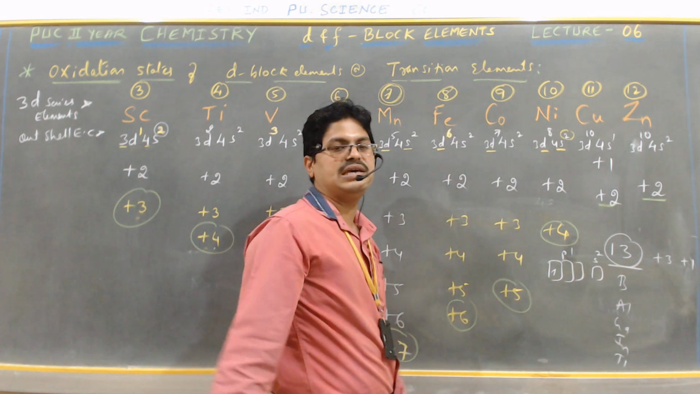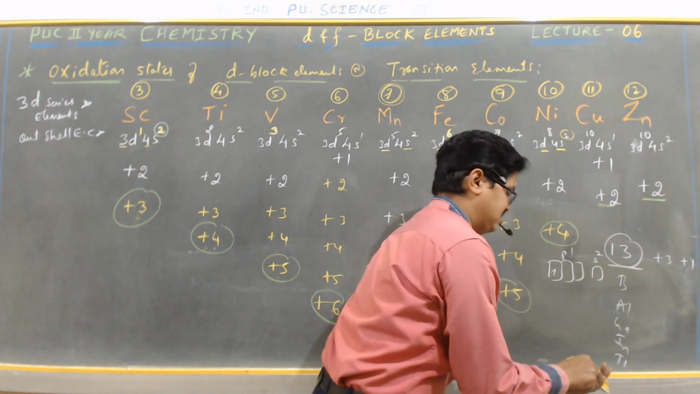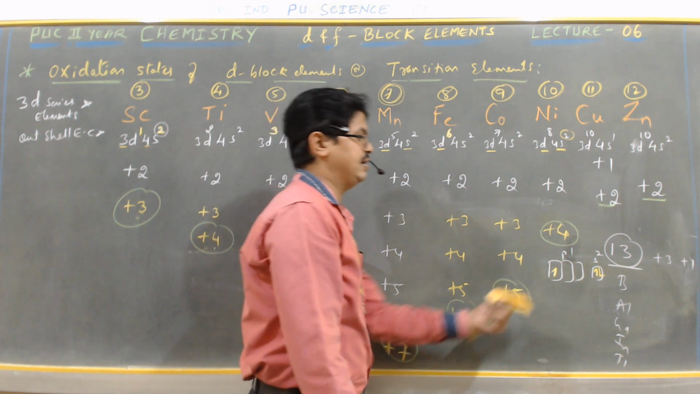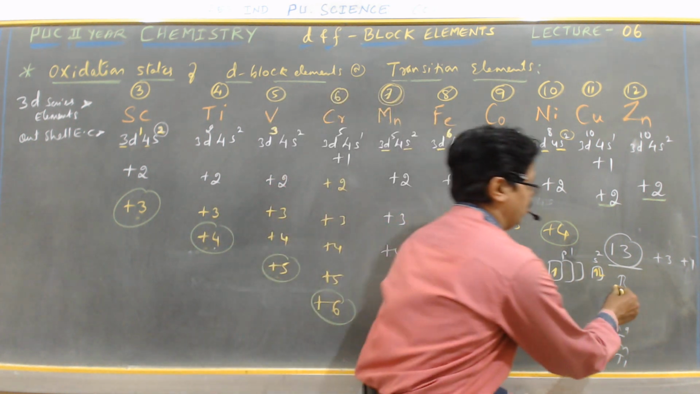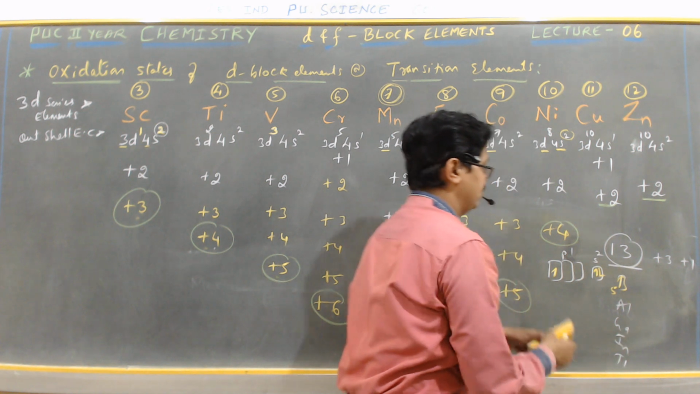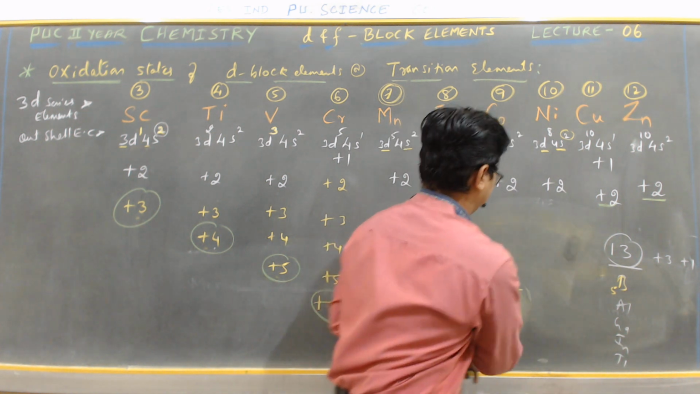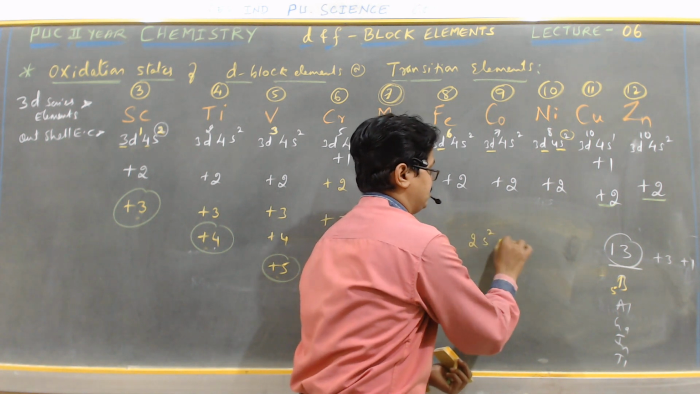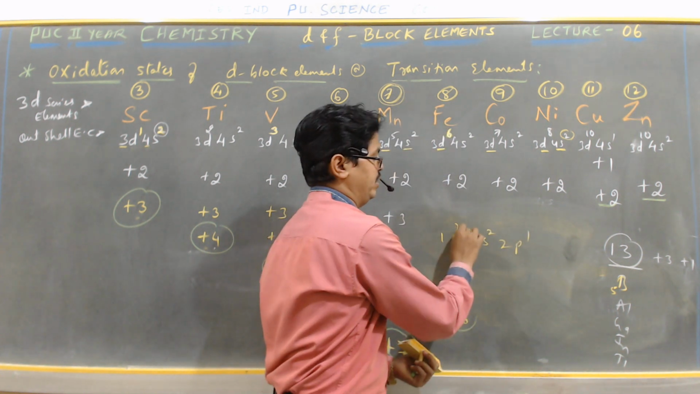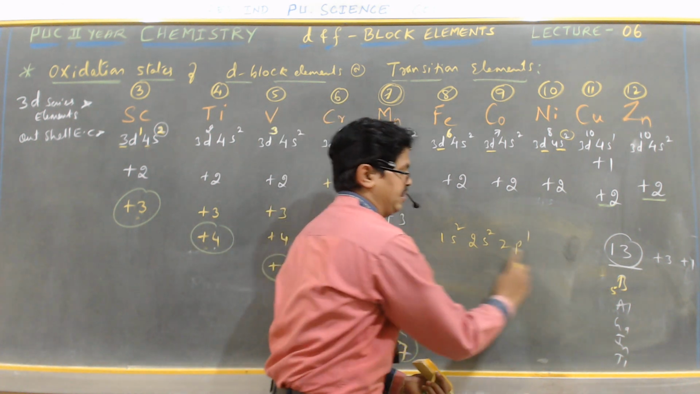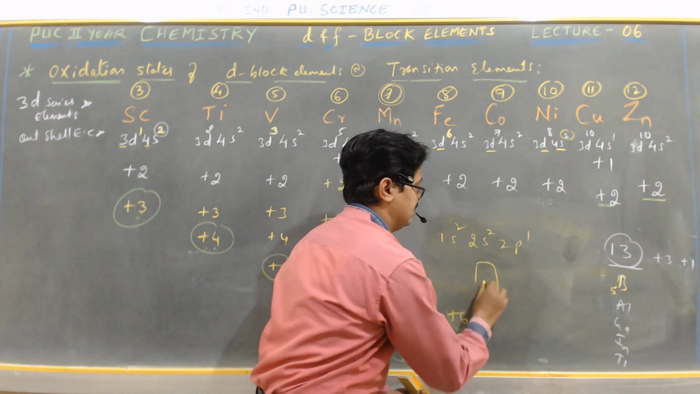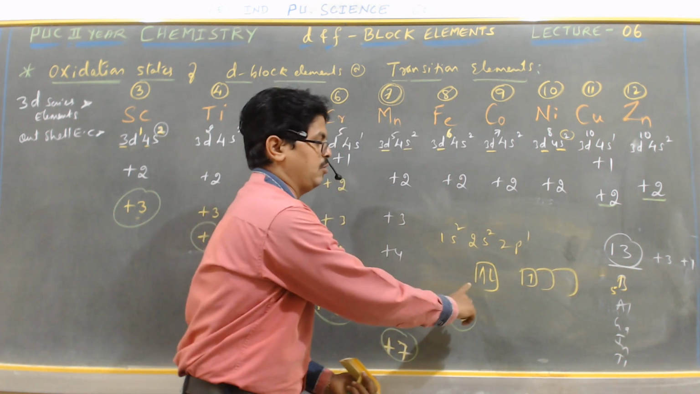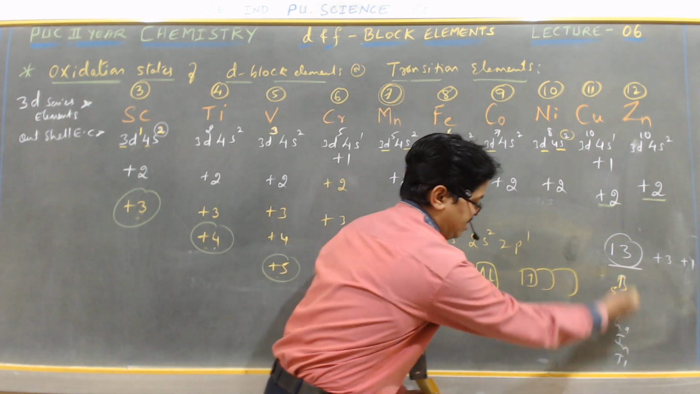S2P1. So S2 means the s orbital contains 2 electrons, and the p orbital contains only 1 electron. For example, if I take boron, the atomic number is 5. When you write the electronic configuration of boron, it is 1s2 2s2 2p1. Boron atomic number 5 means the outer shell contains s orbital 2, and p contains only 1 electron. Similarly with aluminum, gallium and indium.